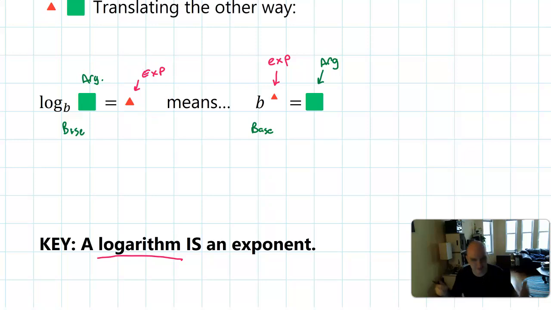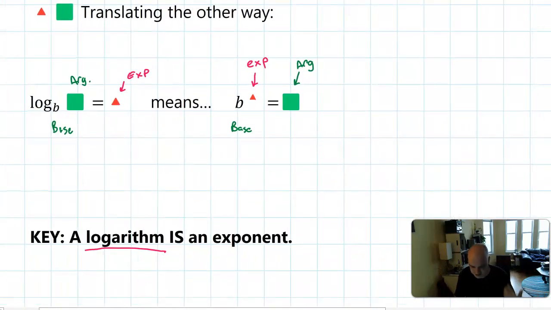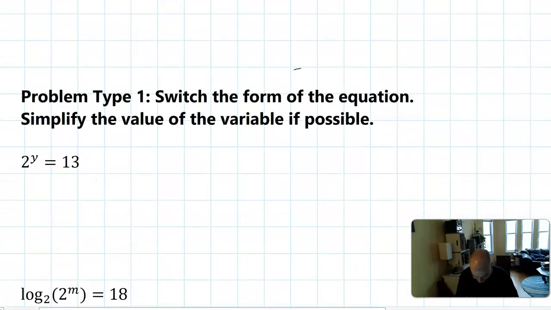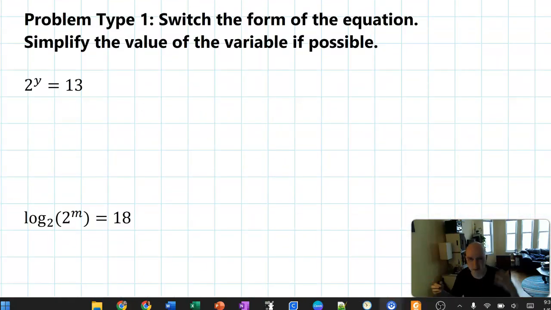So when we think about rules of logs later on, thinking about logarithms as exponents or related to exponents is really going to help us understand why the log rules are the way they are. Okay, so how do you see this in problems? The first type of problem you might be called on to do or might encounter is just having an equation with an exponent and needing to switch the form from log to exponent or exponent to log.